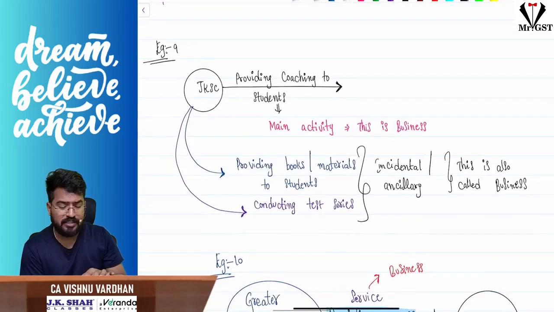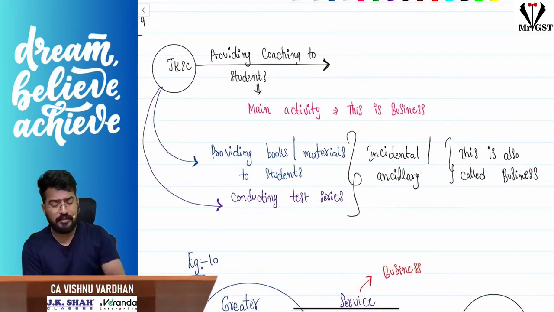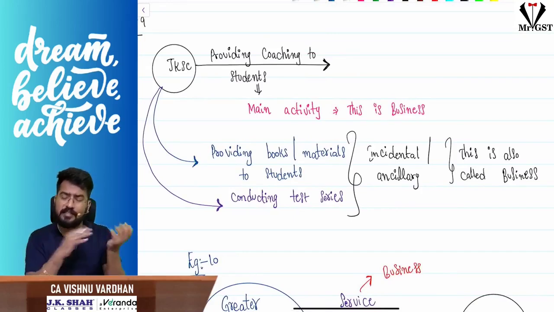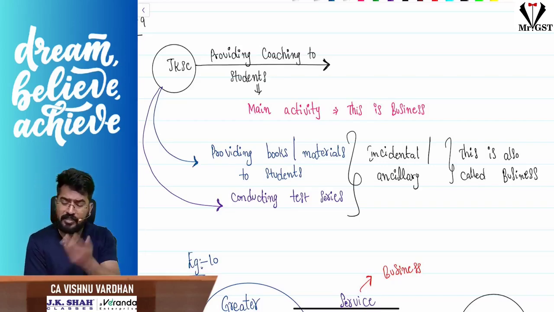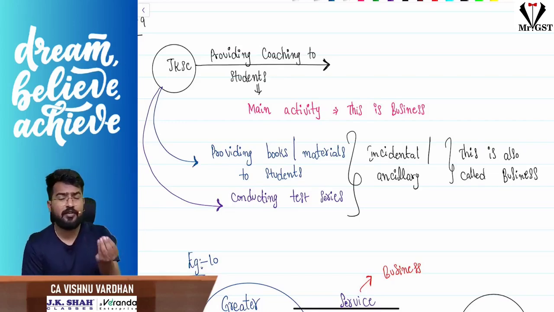Now see, for example, JK Shah classes providing coaching to students. Main activity is providing coaching. We are also providing books or materials for students, or conducting test series. All these things are incidental for us, but still that is business for us. So main activity is coaching. Incidental activity is providing test series or books, et cetera. So we cannot say this is incidental to us, this is not our main activity. So this is also business.